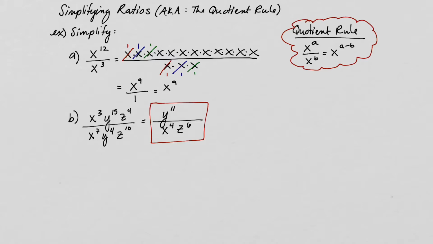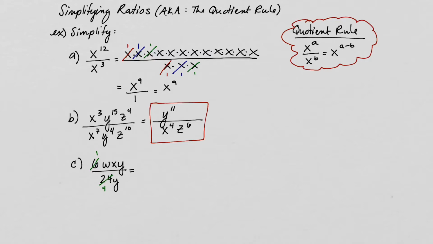And you can do the same thing even with more stuff. So what about something like this? I have 6wxy on the top divided by 24y on the bottom. Okay, so if I look at this now, I can look at the numbers. So I have a 6 on the top and a 24 on the bottom. So 6 goes into 6 1 time. 6 goes into 24 4 times.